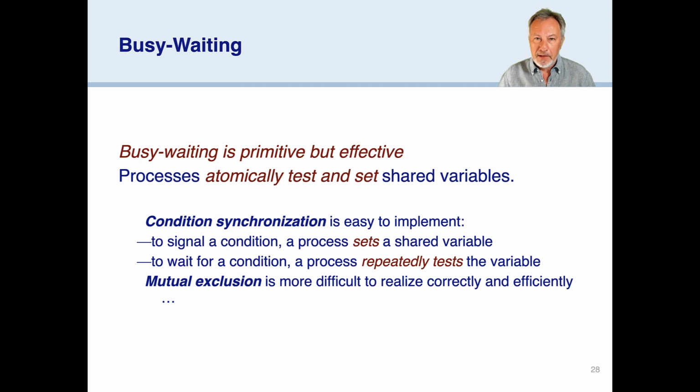Busy waiting is one of the oldest techniques for synchronizing processes. It's very primitive, but also effective. It basically requires you to have a way to atomically test and set a shared variable. As a consequence, it makes it very easy to implement condition synchronization. You simply use this shared variable to set it to signal that a condition is true, and to wait for that condition, you simply repeatedly test.